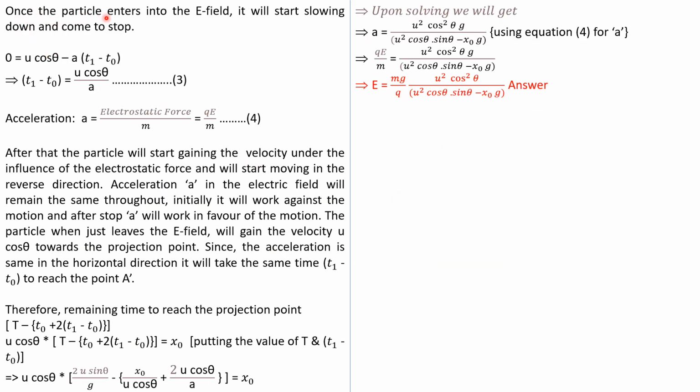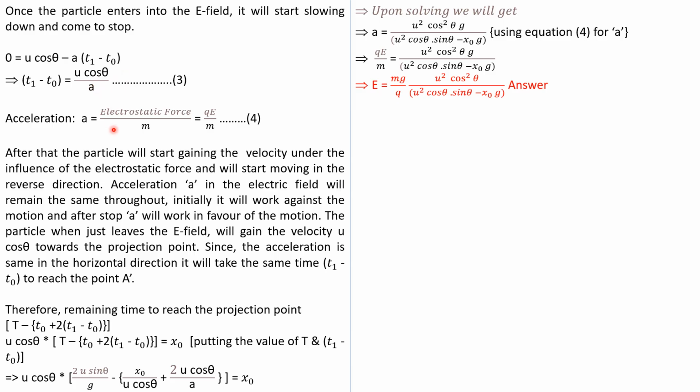So once the particle enters into the E field, it will start slowing down because the force is acting opposite to the motion in the horizontal direction. So we can write this equation from the equation of motion. Final velocity is 0, initial velocity is u cos theta, minus sign has come for the acceleration because it is decelerating. Acceleration, force is acting opposite to the motion, into t1 minus t naught.